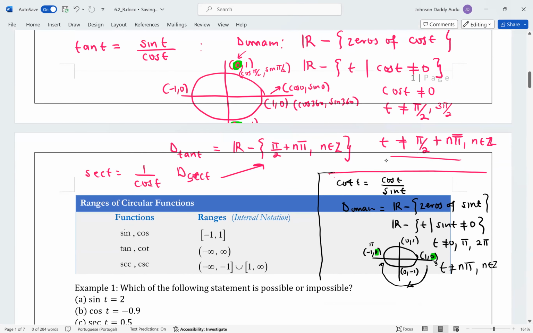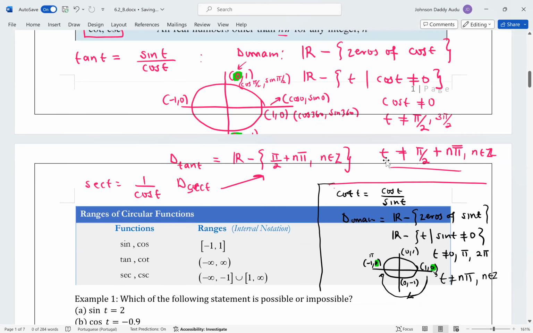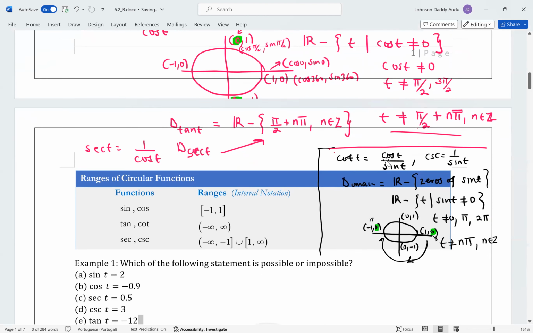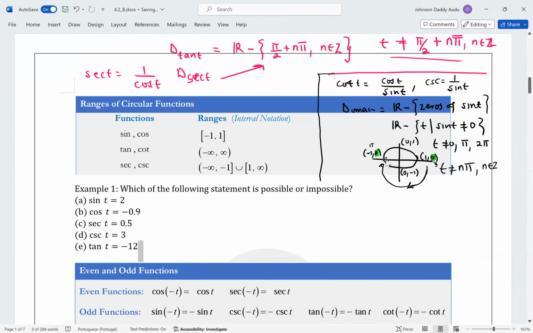And it holds for what? For both cosine and what? For both cosine and cosec, because both of them have the same domain, because you need to remove the zeros of sine from the real numbers. All right, so let's just take a few questions.